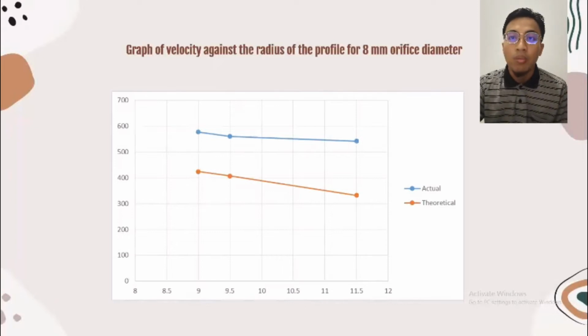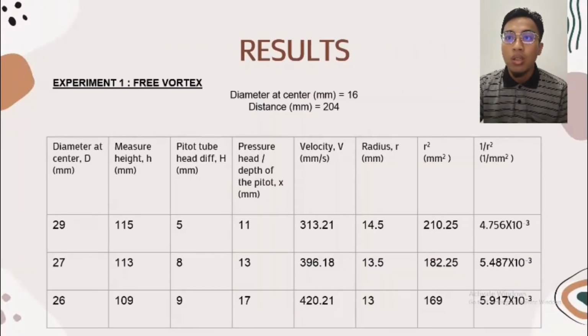Based on the graph, it can be seen that there is a slight difference in the plot for the actual and theoretical velocity. So next is also the free vortex experiment, but this time there is a slight change in the diameter and the distance. This time the diameter of the orifice is 16 mm, while the distance is 204 millimeters.